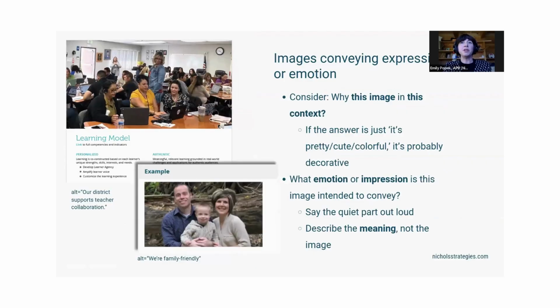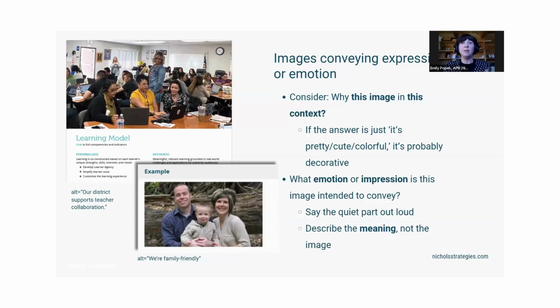The second type of situation I want to talk about is, I think, very, very common in our work, but a little trickier, which would be images that are conveying an expression or an emotion, vibes, right? An image that we have chosen because we want someone to feel a certain way. Now, the line between a decorative image and an image conveying expression or emotion, it's really a gray area. It's a judgment call, right?